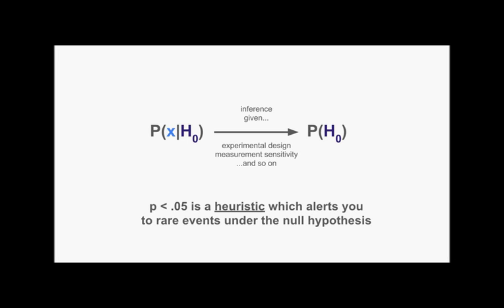This cutoff is really just a heuristic, which alerts you to rare events under the null hypothesis. So you calculate p of x given h naught, and then you make a bunch of inference, and that depends on the things that you know about your experiment, how you designed your experiment, how sensitive your measurements are, how much noise is there in the measurements you obtain, and so on and so forth. And given the p-value you get, you make an inference about the null hypothesis, or the hypothesis of interest. It does not just strike down as the word of the statistical gods that this effect is true or not.